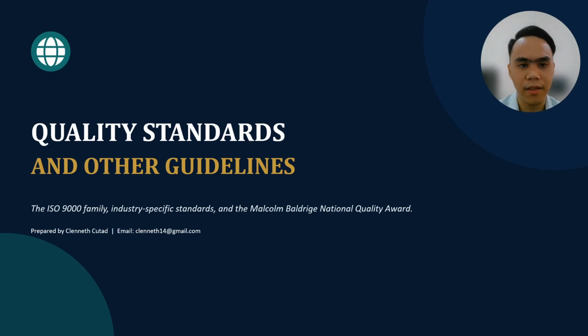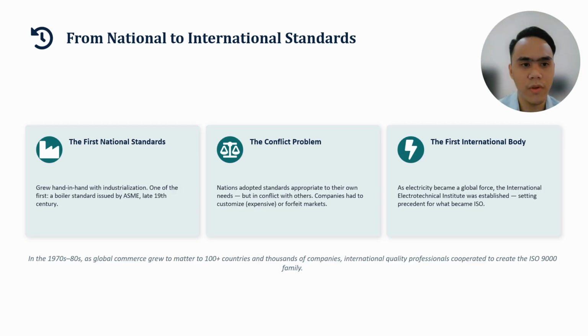And fourth, the other industry specific standards: the automotive, the telecom, and biomedical. And finally, the Malcolm Baldrige National Award, its history and the seven criteria it actually judges against. So let's start with the history because it explains why the international standards exist at all.